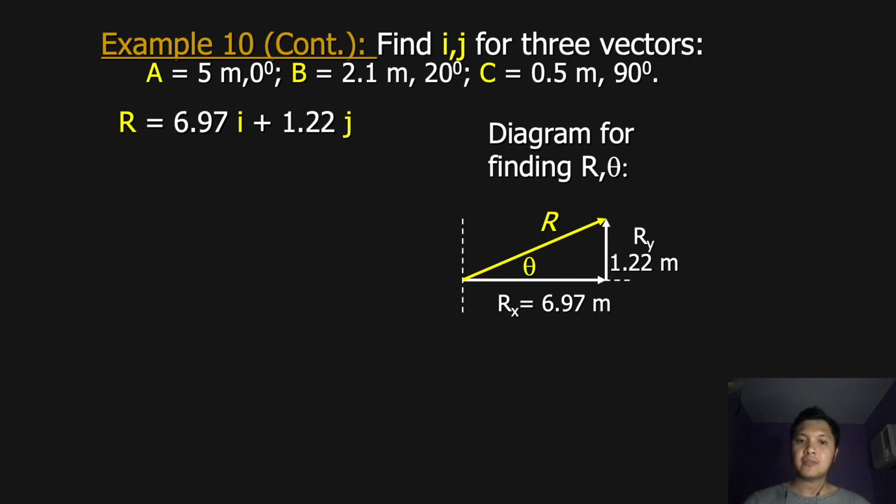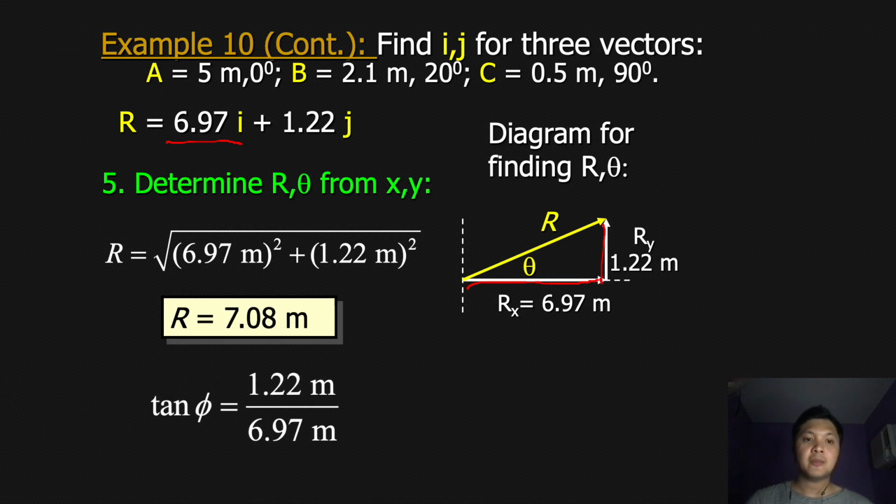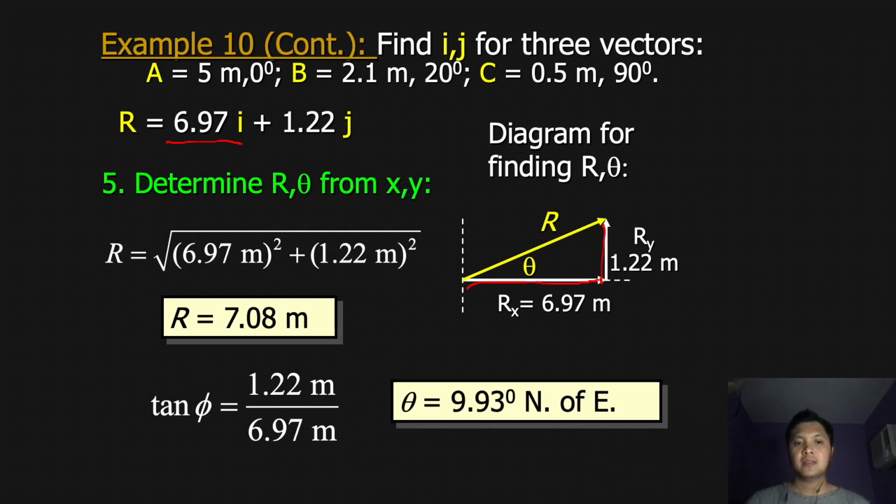Now here's the diagram for that. So for r, we can draw 6.97 as this. So this is the x component, and 1.22 here. And then to get r, again we use the Pythagorean theorem. 6.97 squared plus 1.22 squared, so r is 7.08 meters, while tangent theta is 1.22 meters over 6.97 meters. Therefore we can get theta is equal to 9.93 degrees north of east.